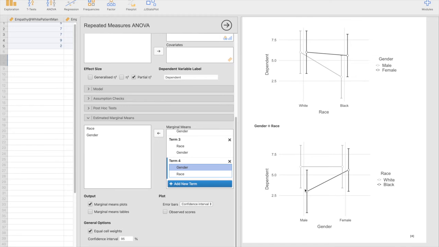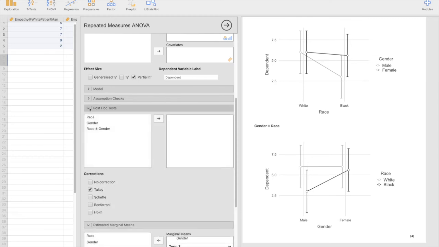Now, it wasn't significant, but you can see why making the two plots allows us to better understand that interaction. If it was significant, right, these two slopes are different. Now, post-hoc tests, we wouldn't run one for gender. We wouldn't run one for race. We wouldn't even run one for the interaction because it was non-significant.